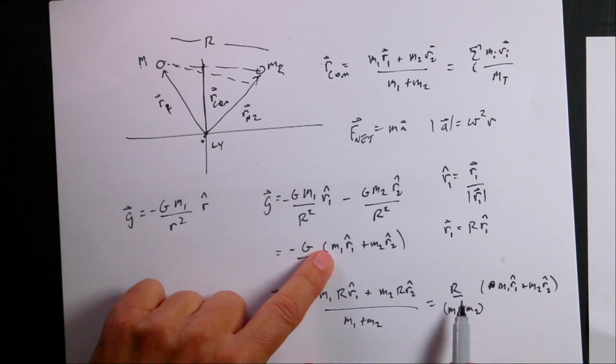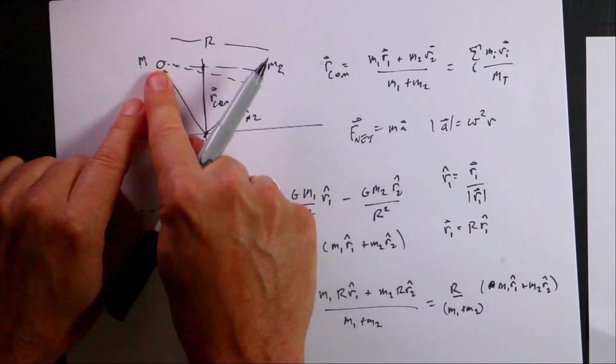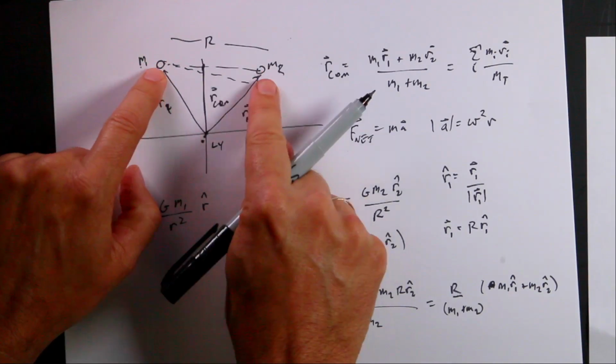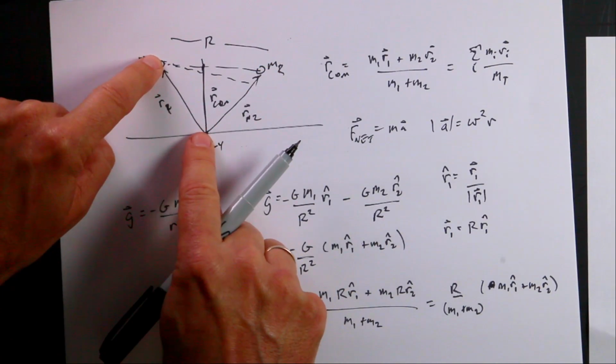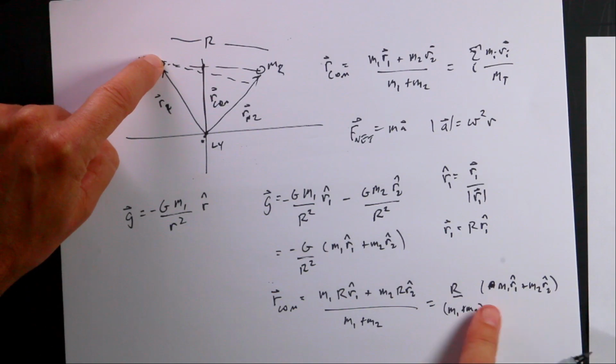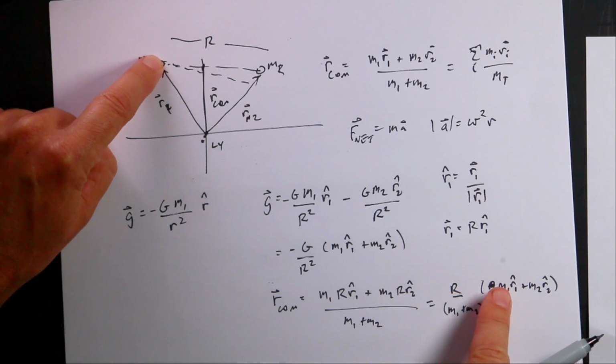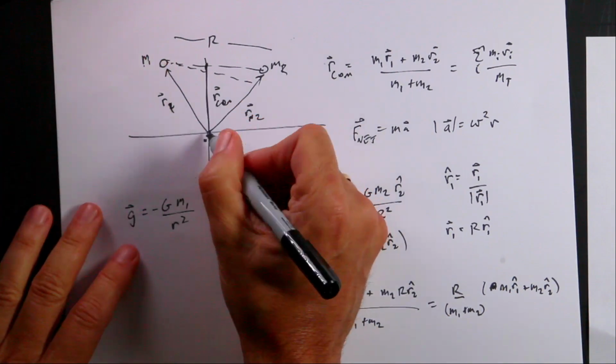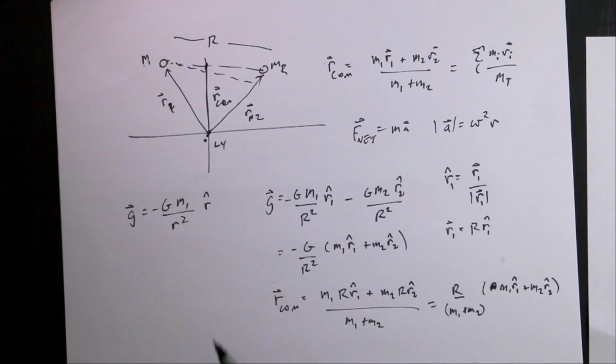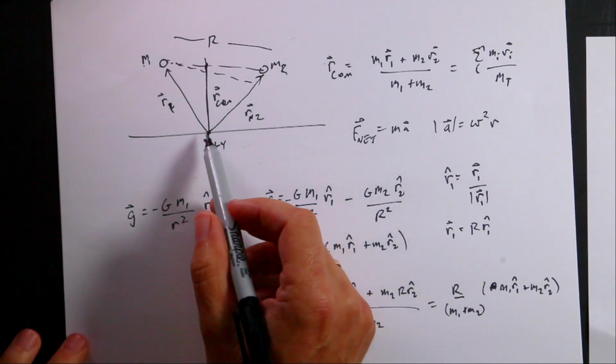So that tells me that if this is an equilateral triangle, if all these distances are the same, this distance has to be the same as that distance, or this won't work. I can't factor out that r. But if I do, then the location of the center of mass is in the same direction as the net gravitational field. So this gravitational field points that way.